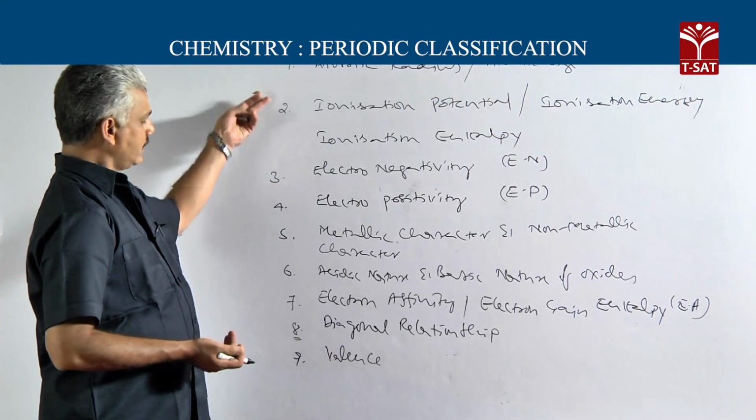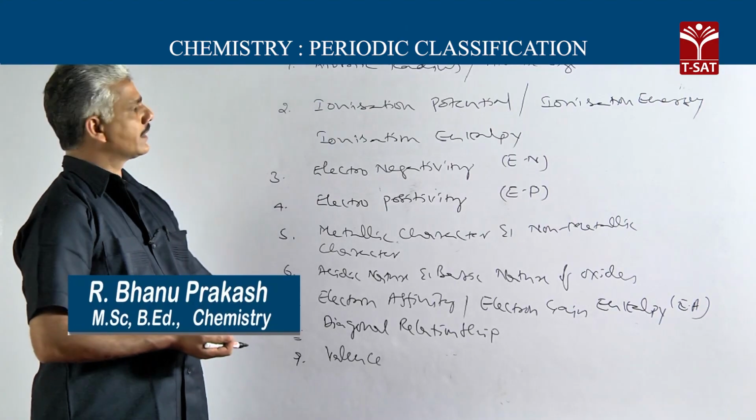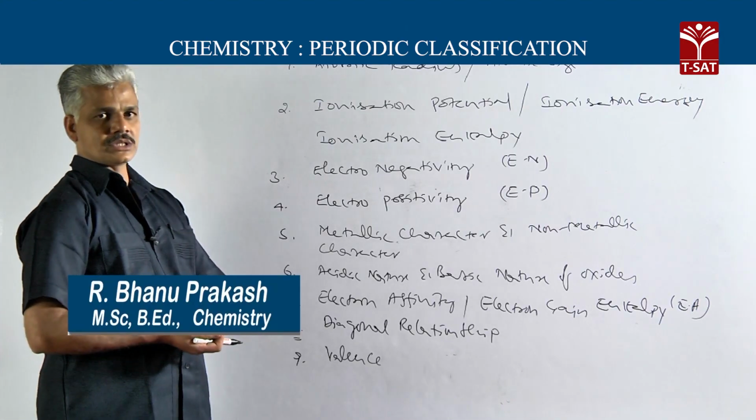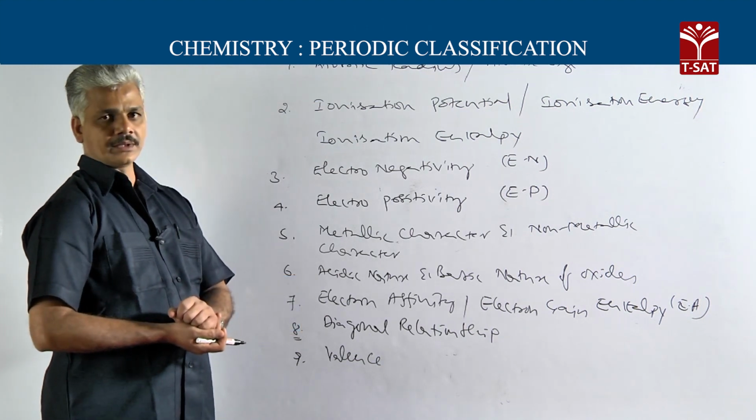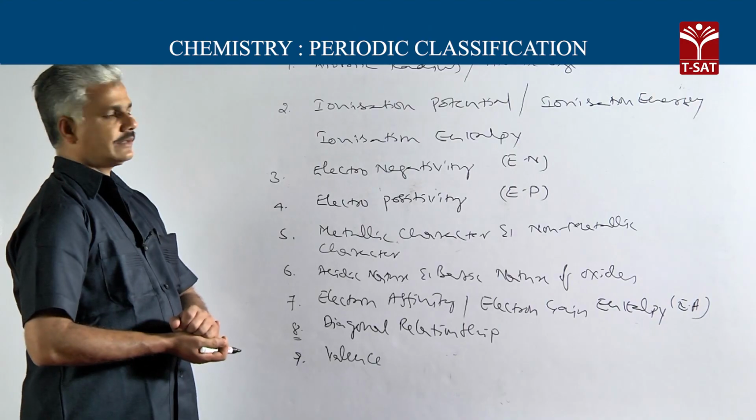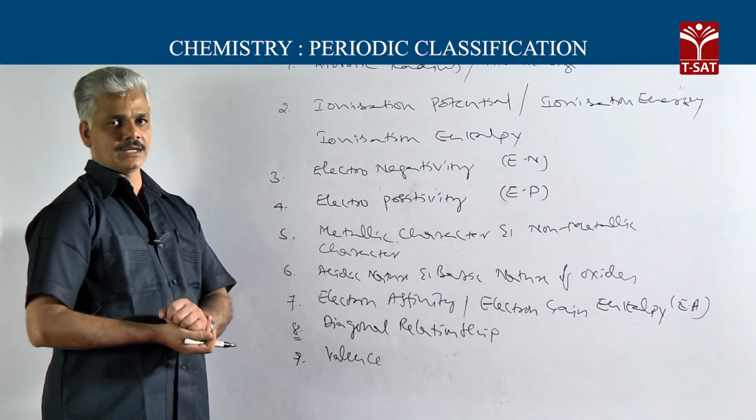A detailed study of these 9 properties has to be done, including how these properties change along a period and down the group, and what the reason is for that change. That is what has to be studied in detail.